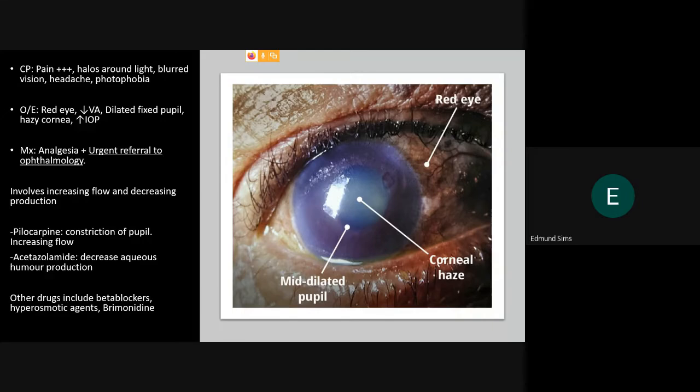is beta adrenoceptor mediated, hyperosmotic agents. Brimonidine is also a carbonic anhydrase inhibitor that you might give. But the two that you probably need to know about are pilocarpine and acetazolamide.